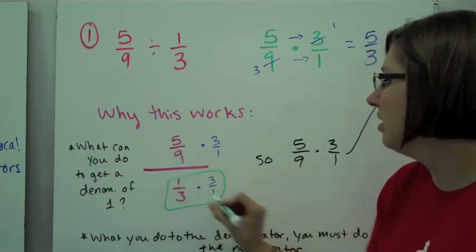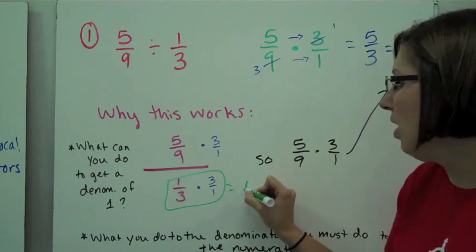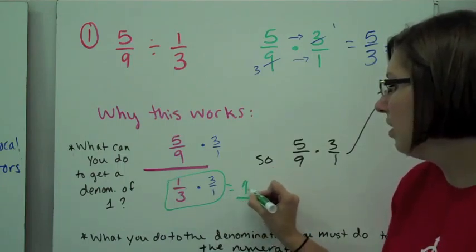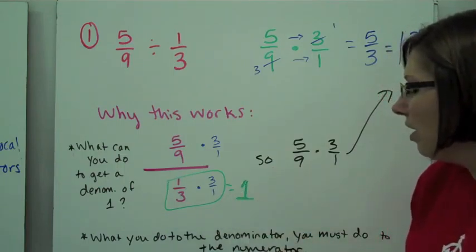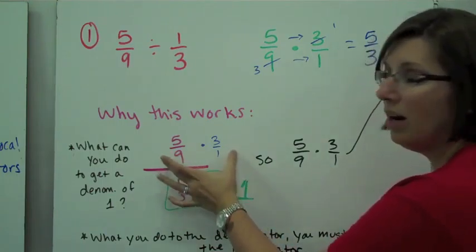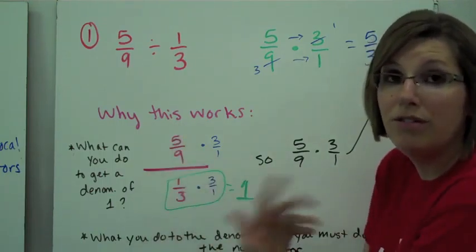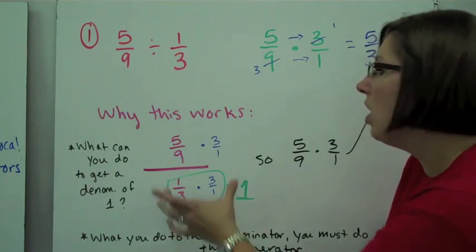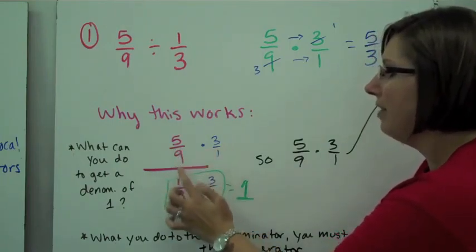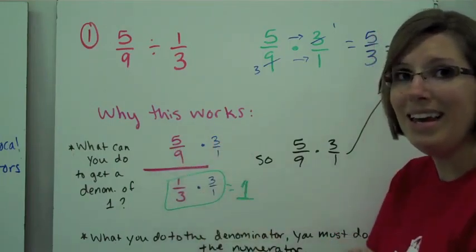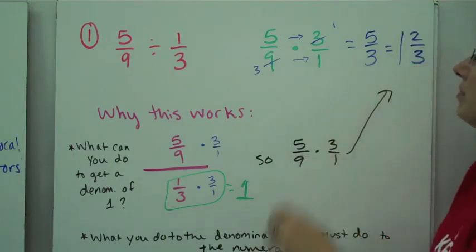This changes this to 1. So now my answer of this giant fraction, or this division problem, division of fractions, will be whatever 5/9 times 3/1 is. So let's do that.